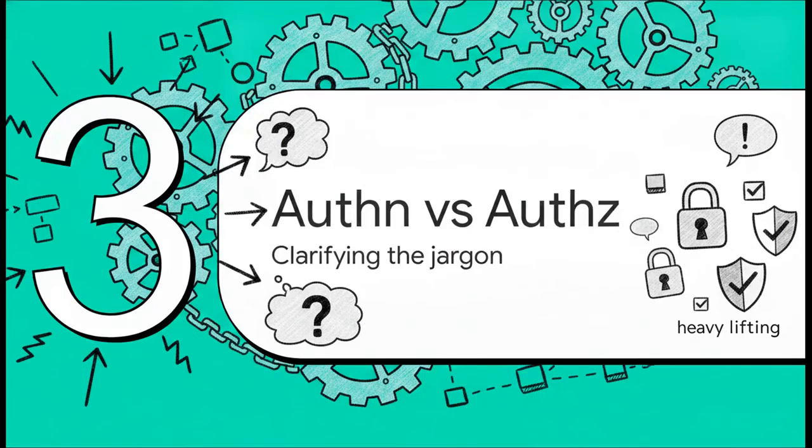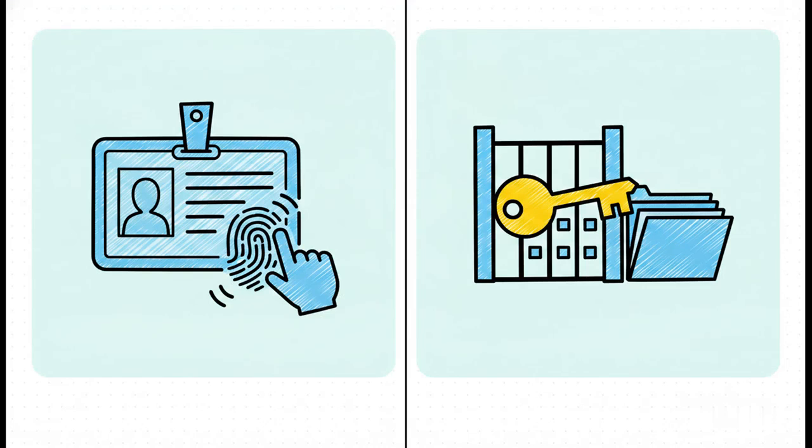All right, Section 3, Authentication versus Authorization. Let's clarify the jargon. Now, developers often use these terms interchangeably, but they are very different. Let's look at the distinct concepts here. On the one hand, OpenID Connect, or OIDC, is like an ID badge. It handles authentication, literally verifying who you are. On the other hand, OAuth 2.0 is like a key. It handles authorization, determining what you are allowed to access. So in short, OIDC proves you are you, while OAuth opens the door.